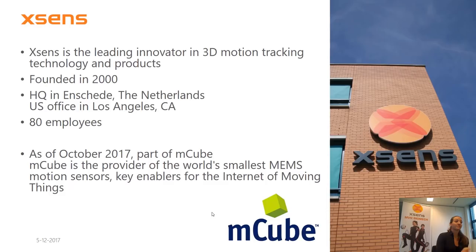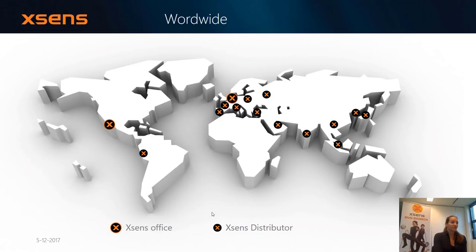So just to start off, Xsens was founded in the year 2000, and the headquarters is in Enschede, which is in the Netherlands. And we have a second office in Los Angeles, which is a small sales and support office. In total, Xsens has about 80 employees. And since last October, M-Cube has acquired Xsens. So we're moving towards new technology. Over here you have a map. You see two big axes which represent the Xsens offices, and the small axes all over are our distributing partners, which help us overcome language barriers, for example.